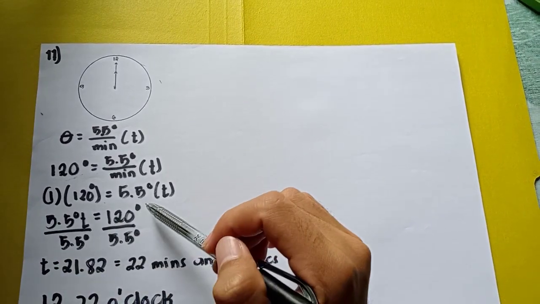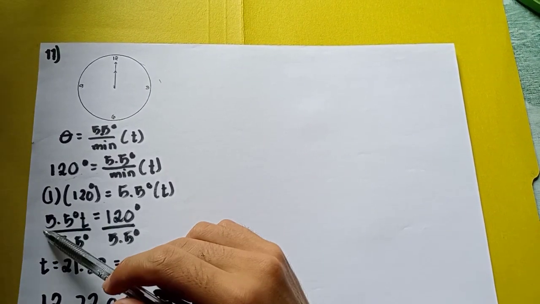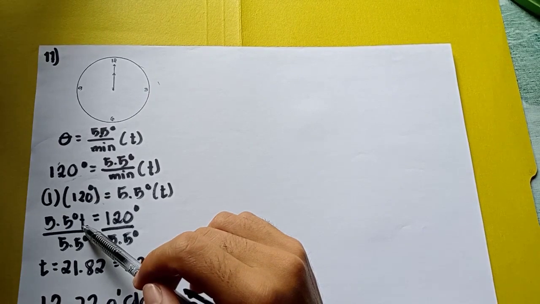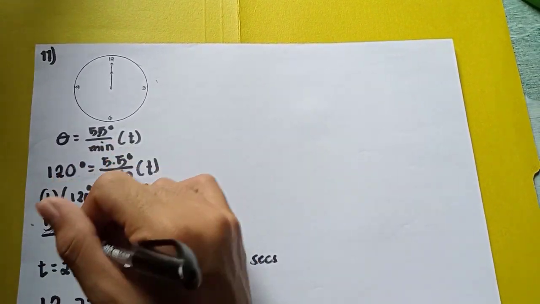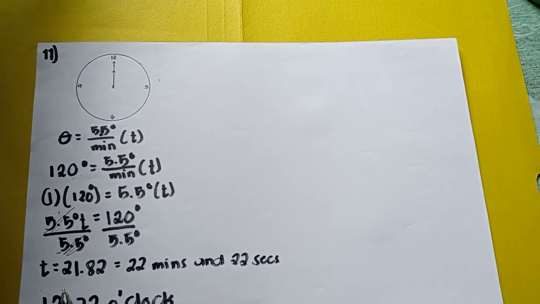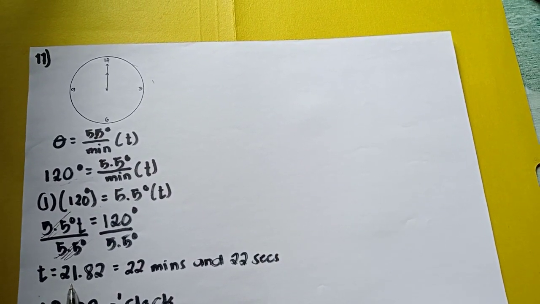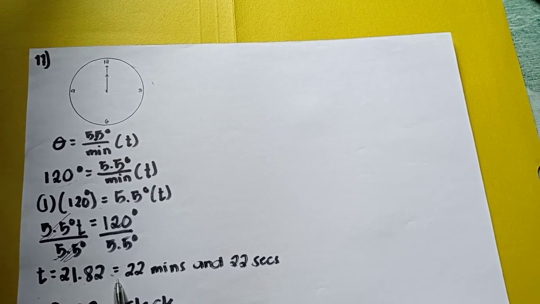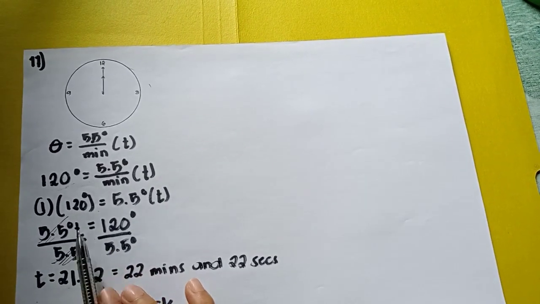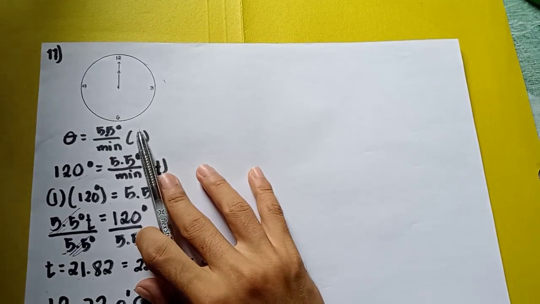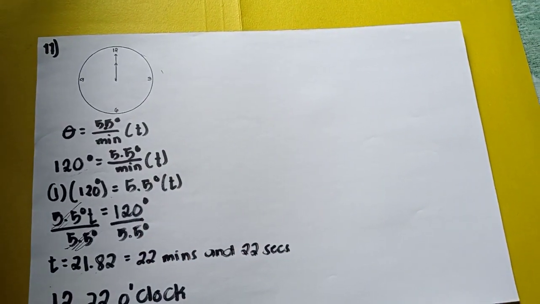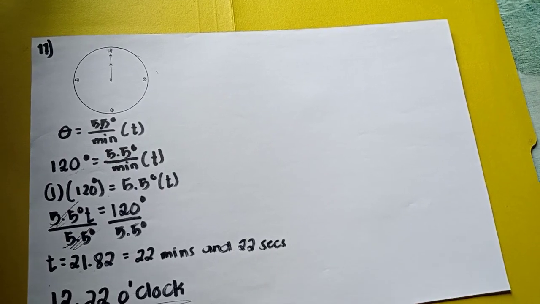5.5 degrees T equals 120 degrees. Divide both sides by 5.5. T is equal to 21.82, or 22 minutes and 22 seconds. So the answer is 12:22 o'clock.